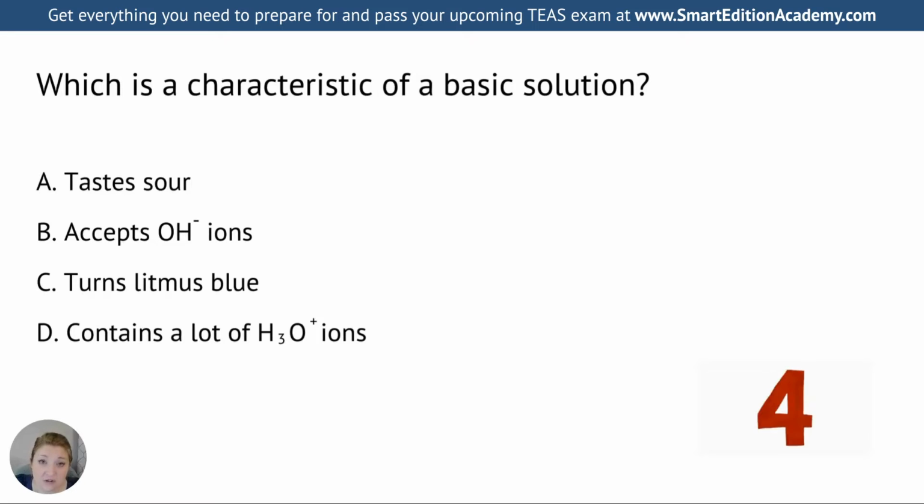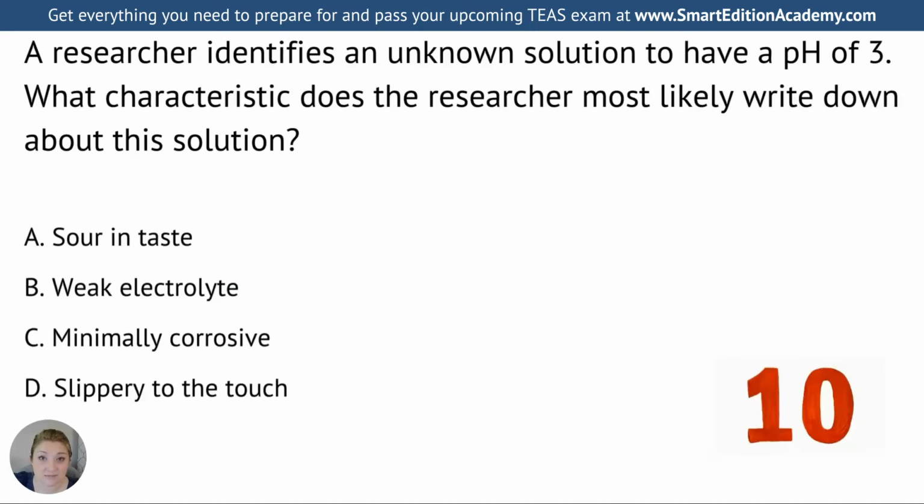Again, that doesn't have to do with this question because this question is asking us about a basic solution. So the correct answer is C, that it turns litmus paper blue. It turns red litmus paper blue is the sign that you have a basic solution. Let's go on to our next practice question.